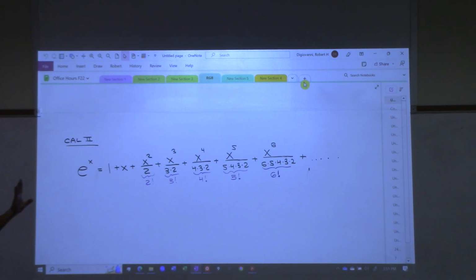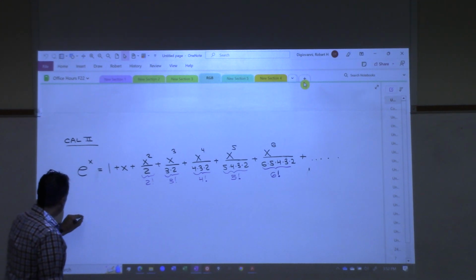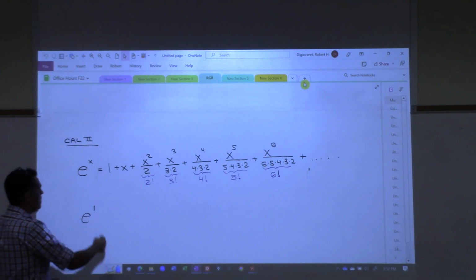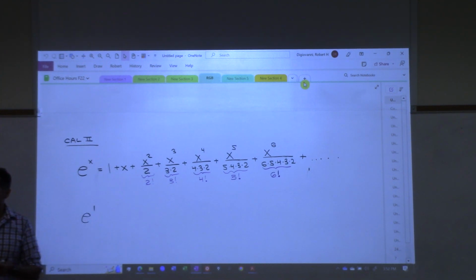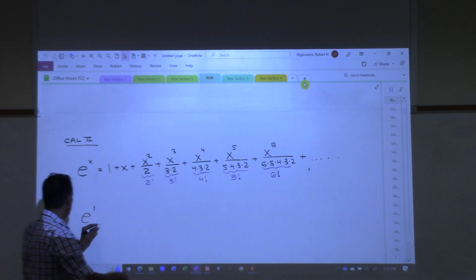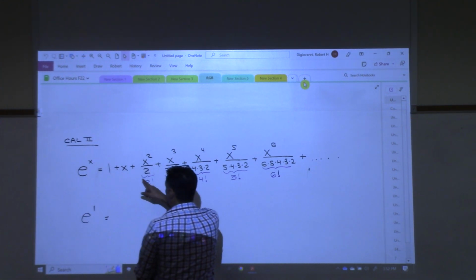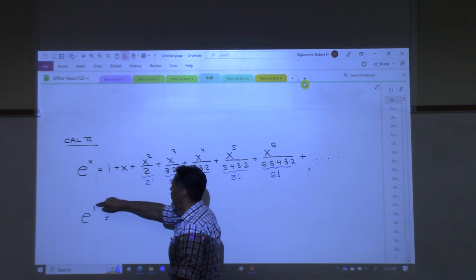So first thing I want to do here, if somebody has a calculator, let's just verify that this formula is kind of right. So what would e to the first power be according to this formula? Well, e to the first power, isn't e like 2.718? Okay, well, let's try and convince ourselves. I'd like for you to plug 1 in, right? We're replacing the x with 1.